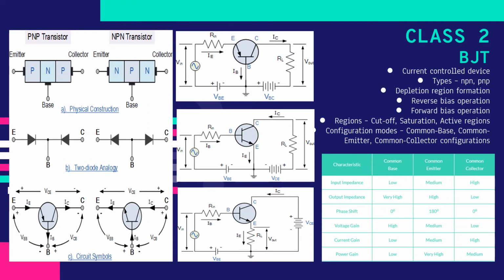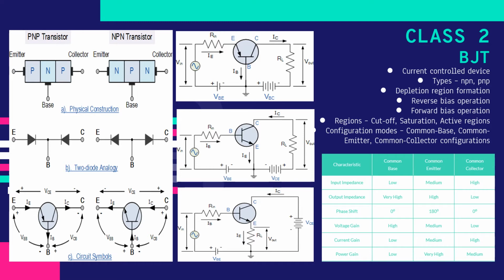In class 2, we learned the basics of the BJT and how we have an emitter region that is heavily doped, the collector which is lightly doped, and the base which is in between the emitter and the collector in terms of doping. We also learned about the two different types, that is the NPN and the PNP transistors.